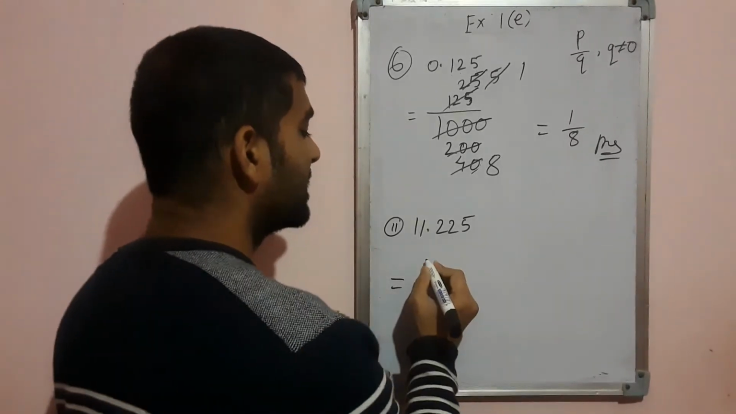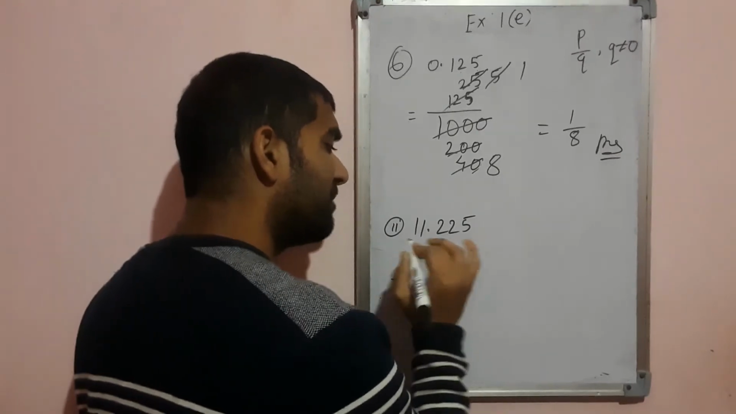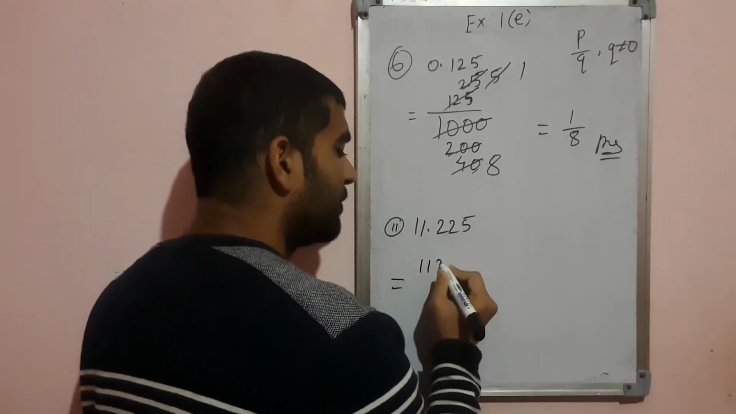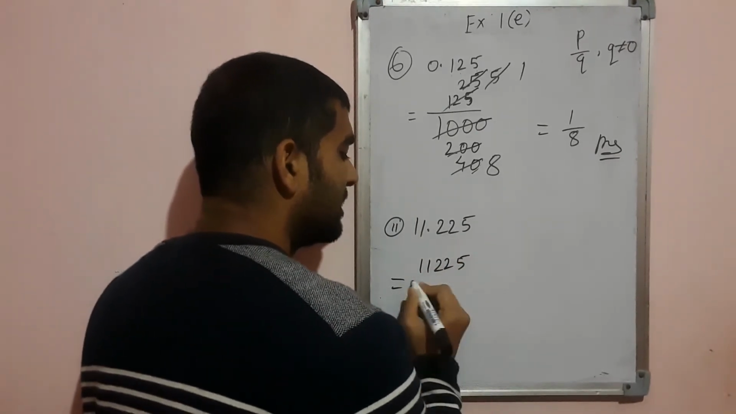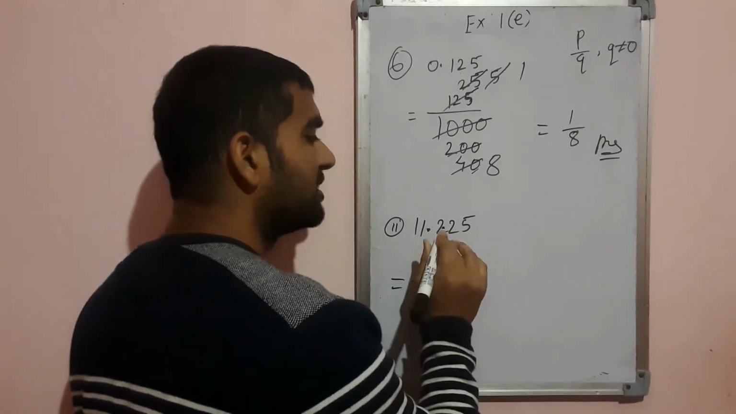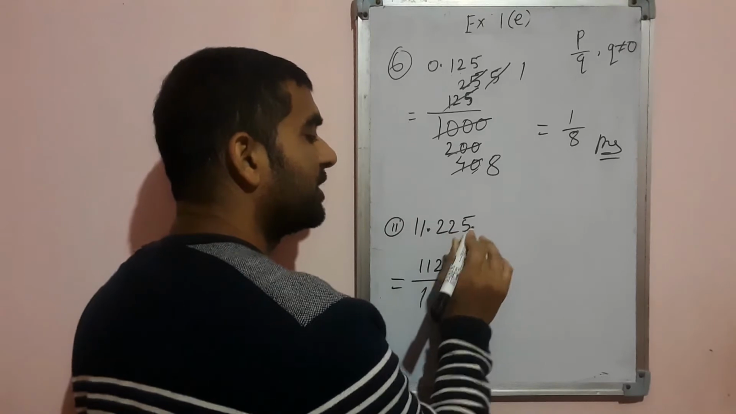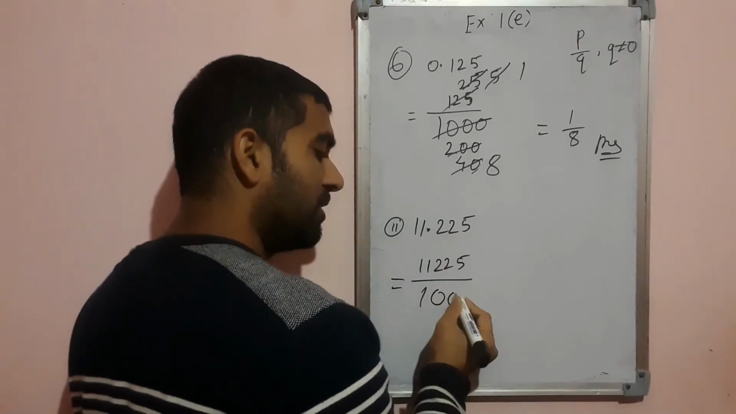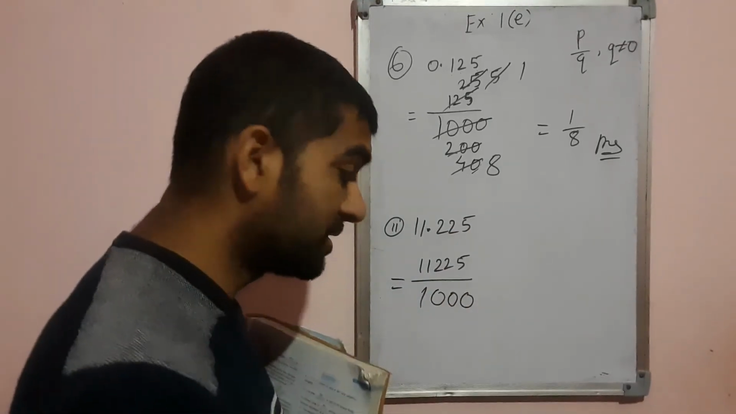Now this one, 11.225. So how to change? Again same thing, write all the numbers except the decimal, right? 11.225. Then see here, the decimal. What will you take for this decimal? Take it 1. After the decimal, how many digits? 3. 1 2 3. How many 0s? 3. 1 2 3.